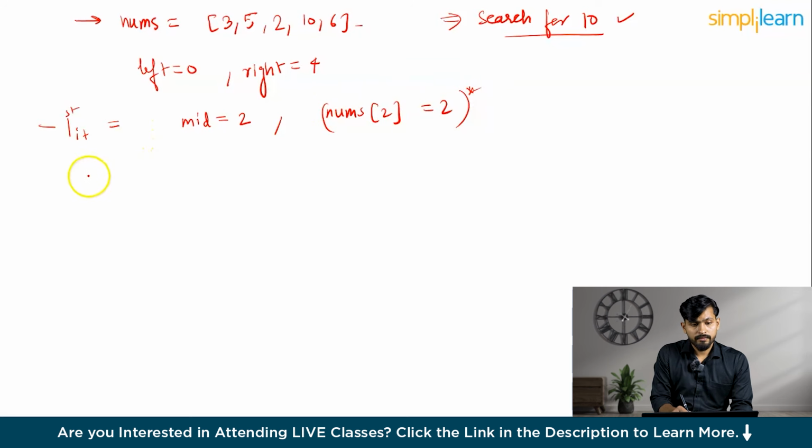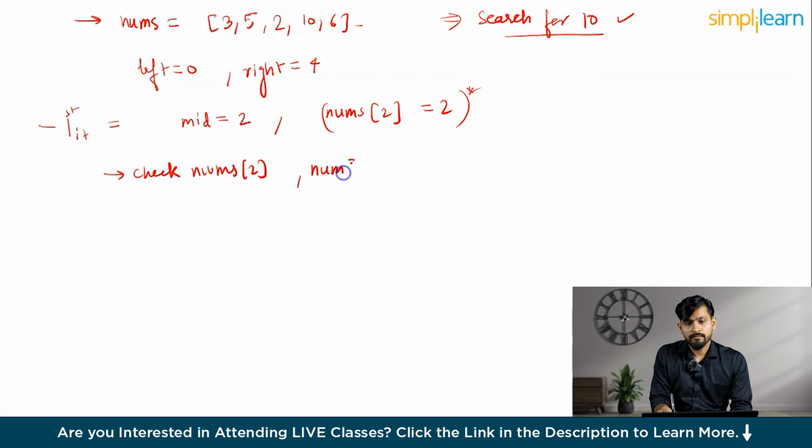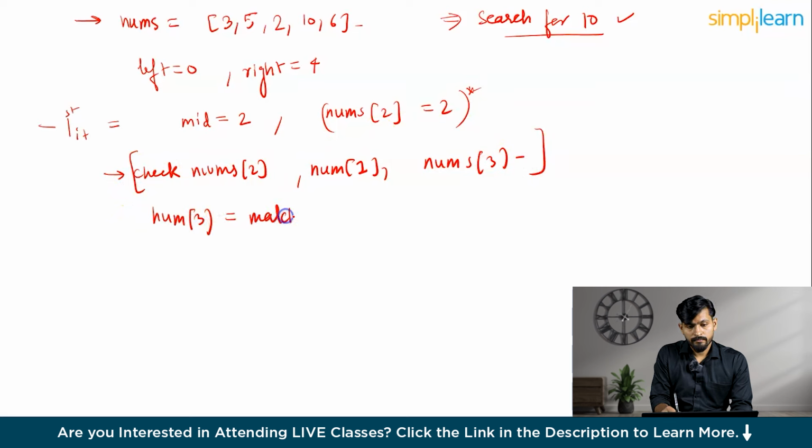Now the check is going to come: nums of 2, nums of 1 and nums of 3. We see that nums of 3 matches the target. Then we are going to return 3. So this is how this approach works, basically.